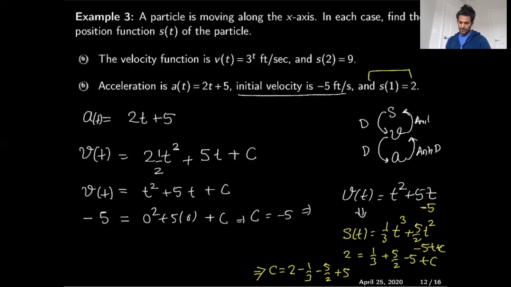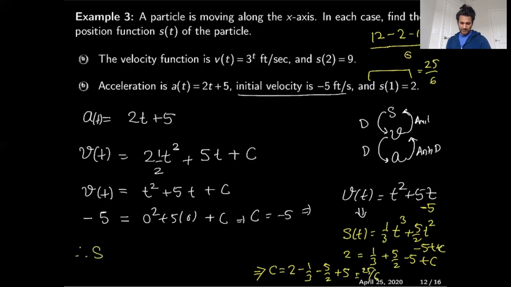6 is the common denominator. So 6 is the common denominator. And this multiplied by 6 is 12. This is multiplied by 2, this is multiplied by 3, 15. And that's multiplied by 6, that is 13. So that is minus 17. So this is 25 over 6. So c is 25 over 6.